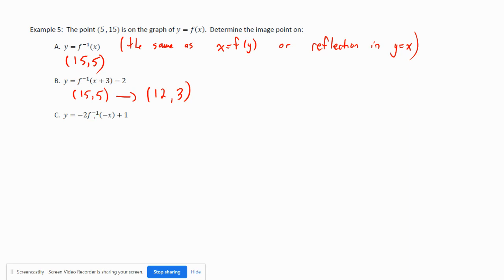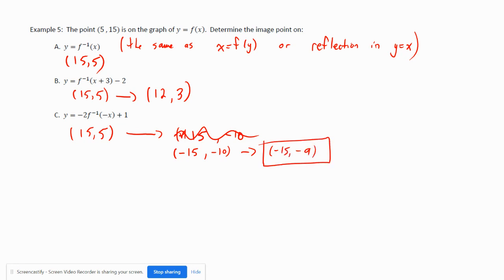All right, so now, same idea. We're going to do our inverse step first. So (5, 15) becomes (15, 5). And now, what does this negative 2 do? It multiplies our y coordinate by negative 2. So we're going to have something comma negative 10. And we have a negative x, which means we have a reflection in the y-axis. So we're going to have a negative 15. Oops, let's try this again. This is negative 15, comma, negative 10. And now we're going up 1 because of this. So we're going negative 15, negative 9. That's our answer for this one over here.